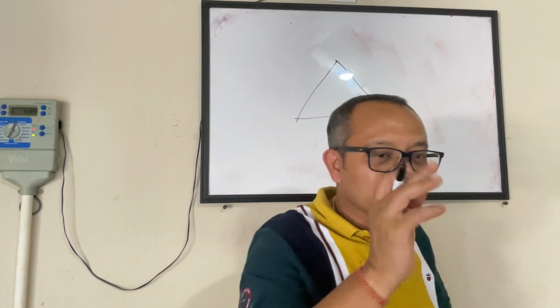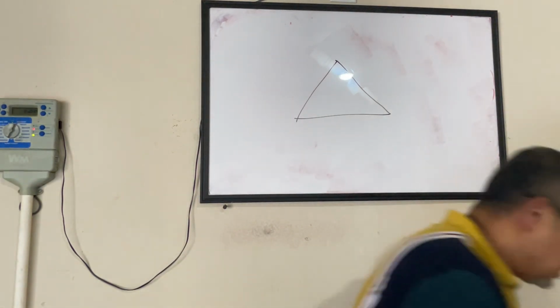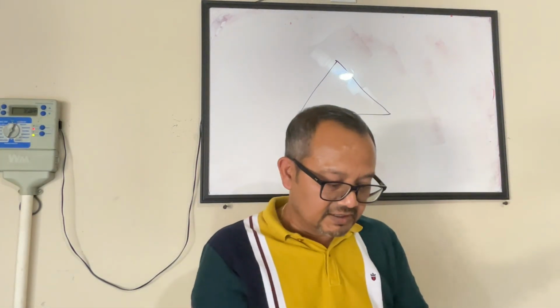Equilateral triangle. Where, oh, who is missing? Yaganya is missing. That's what I was thinking. There's one more child who is missing. Okay. So, let me just tell Yaganya is not in the class.